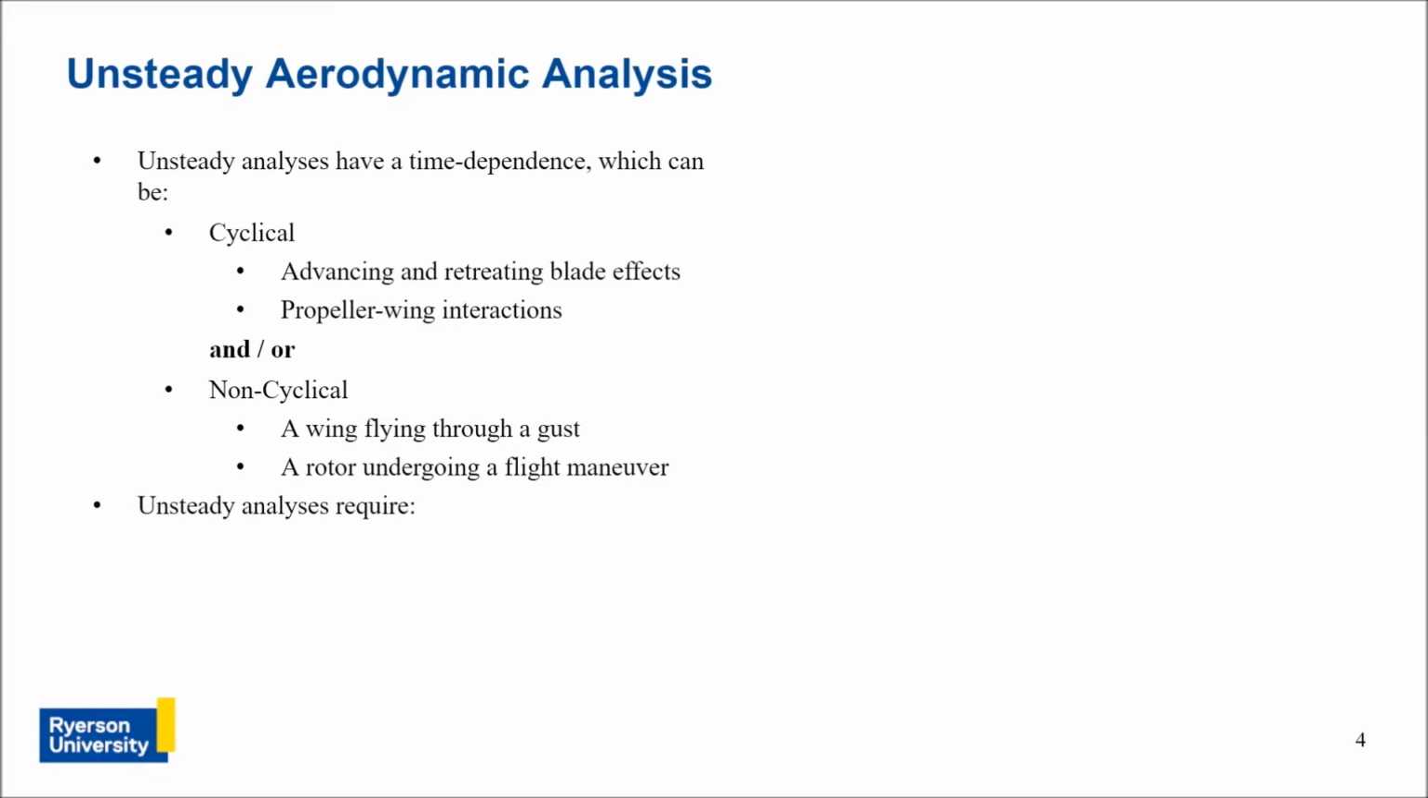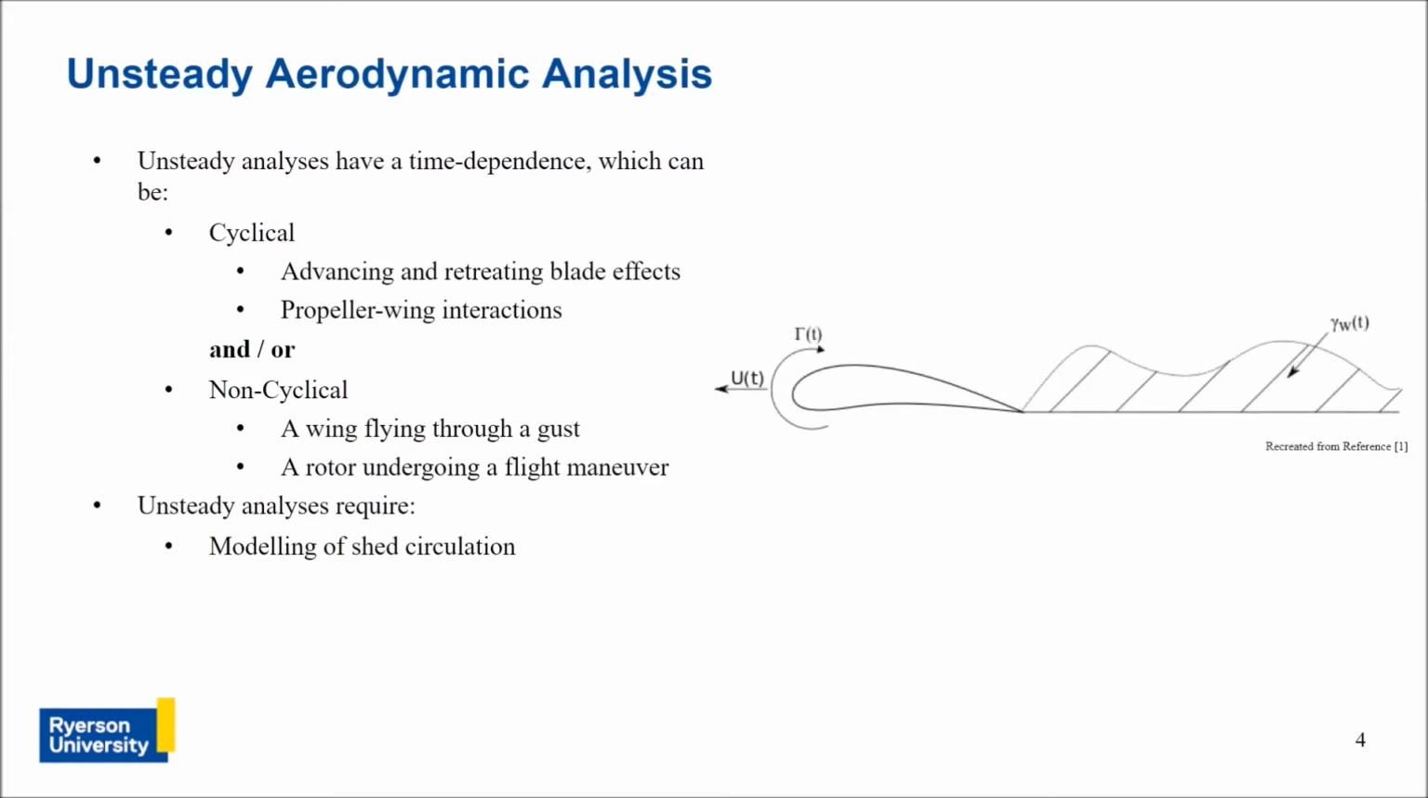So there are certain necessities for unsteady analysis, and I'll be speaking now from a potential flow perspective specifically. The first requirement is modeling the shed circulation. What I mean by that is the strength of the wake in the streamwise direction. For example, here we have a 2D airfoil which has some transient free stream velocity u. The strength of the wake given by gamma w also has a time dependence because the strength of the wake is determined by what's happening at the surface at the moment that it's shed. So modeling the wake strength and how it changes in the streamwise direction is one important aspect of unsteady analysis.